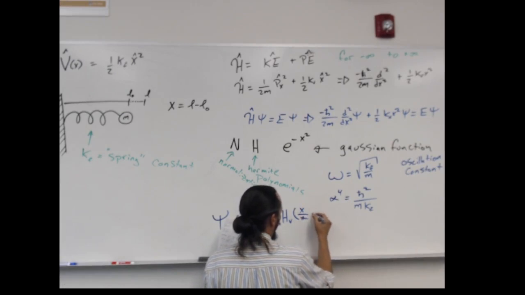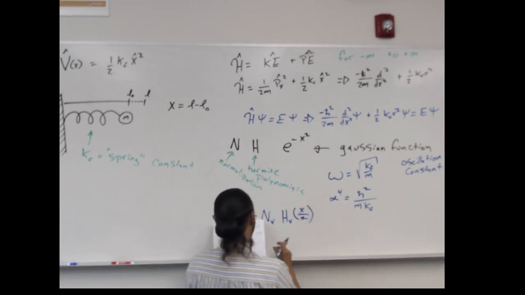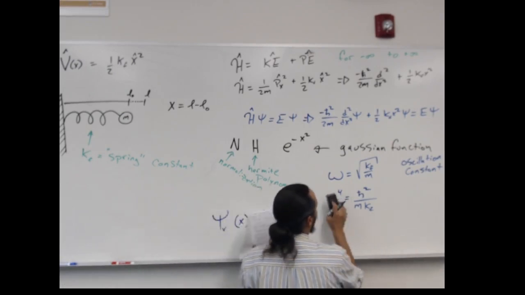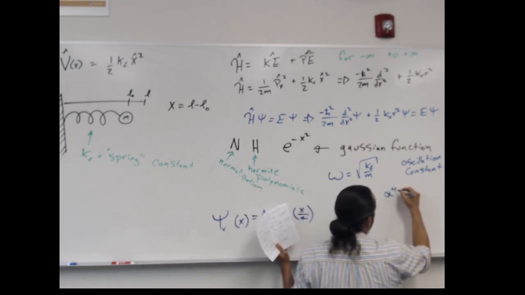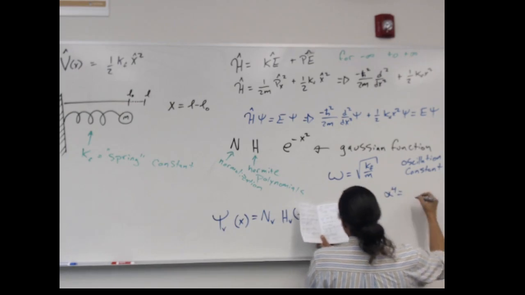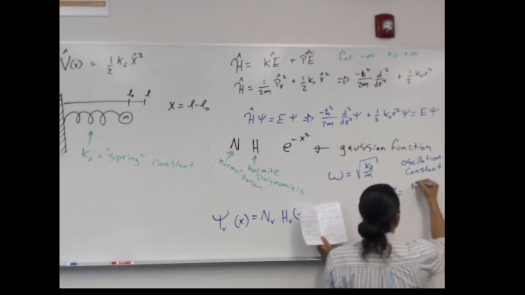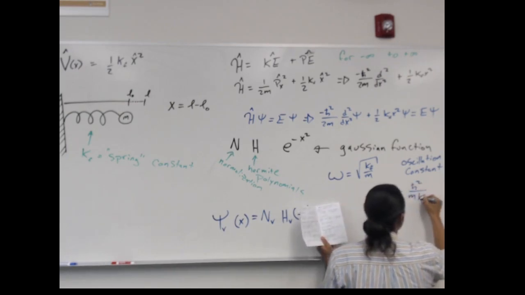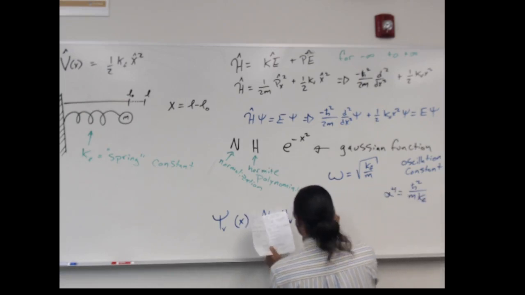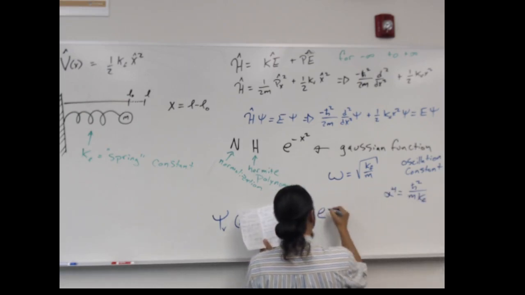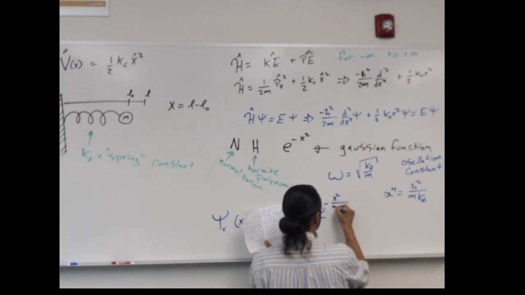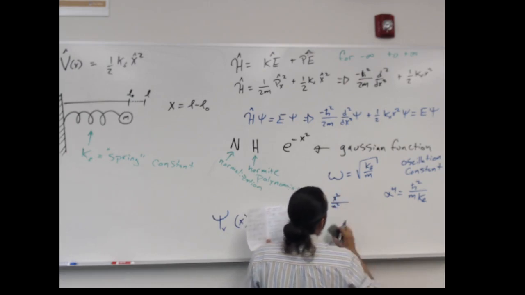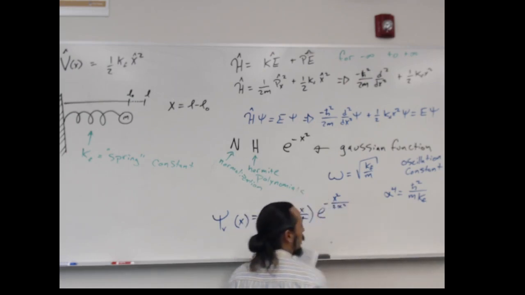x over alpha. I didn't give myself enough space. Let me rewrite this alpha over here. Alpha to the fourth equals h bar squared over m kf. e to the minus x squared over 2 alpha squared.